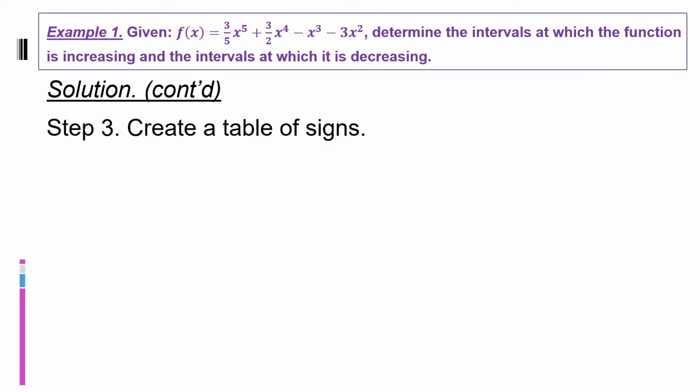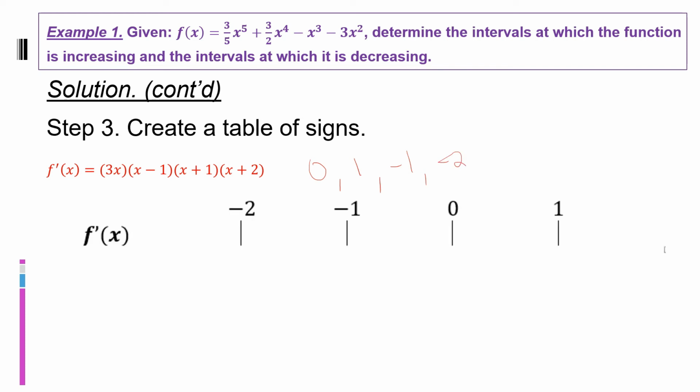Step number 3, let's create a table of signs. So ito yung mga factors natin, and we now know our critical numbers to be 0, 1, negative 1, and negative 2. Aayusin lang natin siya into table just like this. So, dapat naka-arrange siya in order. Okay? Para hindi tayo mahirapan.